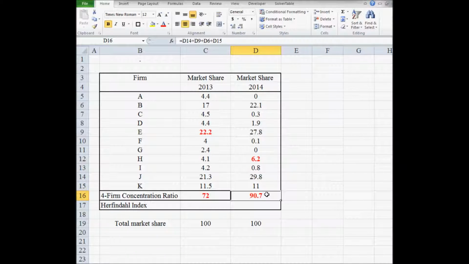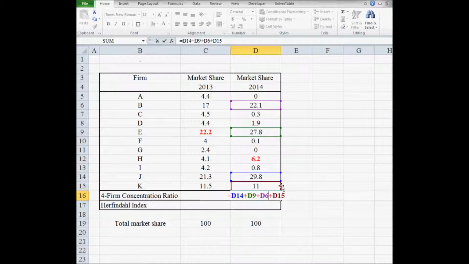In 2014, the four-firm concentration ratio is 90.7 because the highest market share is now 29.8. The next highest is 27.8. The third highest is 22.1. And the fourth highest is 11.